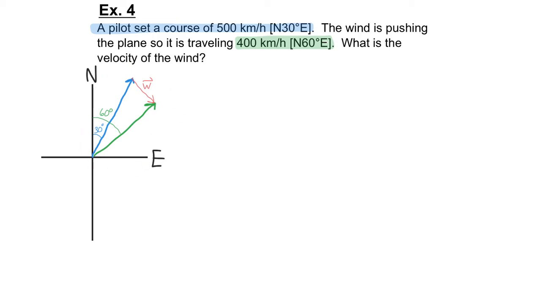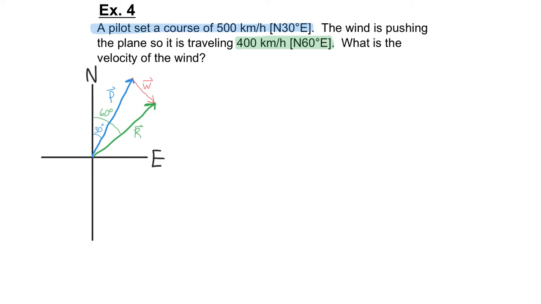You could draw the diagram, figure out the angles, and use trigonometry to find the magnitude and direction of the wind. I'm going to do it algebraically because I think overall it's a little bit easier. But if you try this geometrically, you should get the same answer.